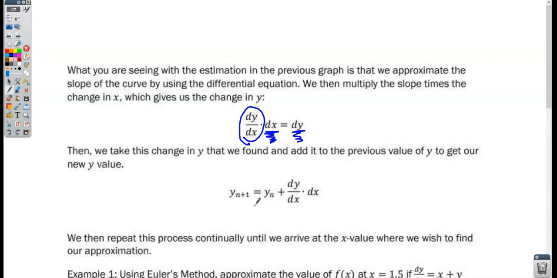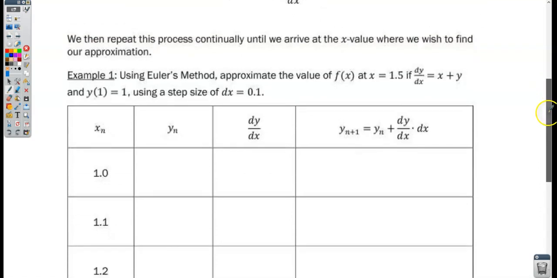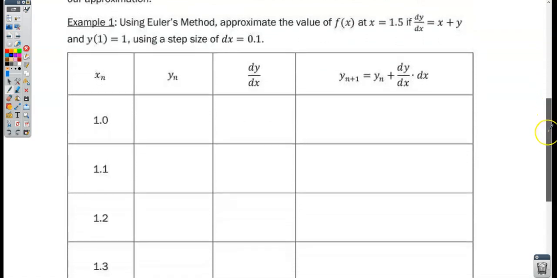Let's look at an example in practice, algebraically and numerically here. Example 1. Using Euler's method, approximate the value of f(x) at x equals 1.5 if dy/dx equals x plus y, and y(1) equals 1, using a step size of dx equals 0.1.